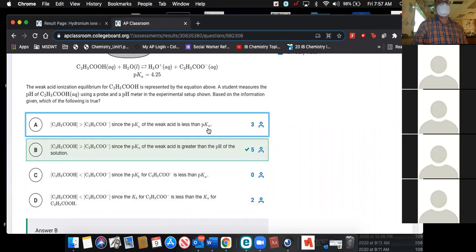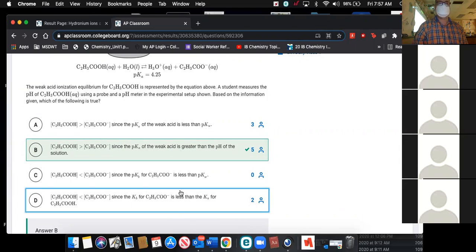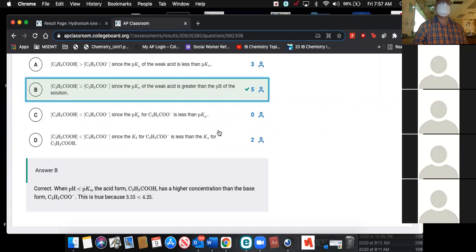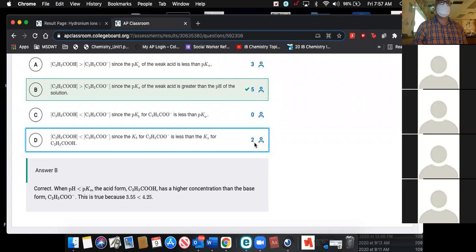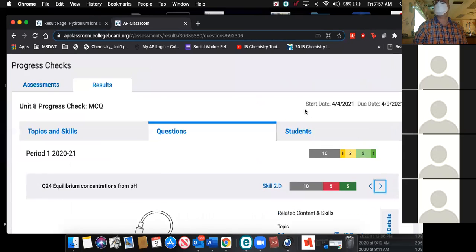So this one does not matter. It's between the pKa and the pH. If you know that it's just about looking at the pKa and the pH, then you've got it. And that's what they say: pH is less than pKa if there's a higher concentration of the acid versus the base.